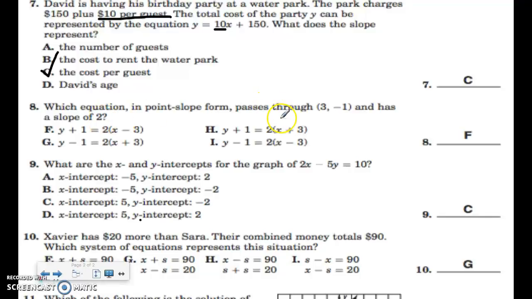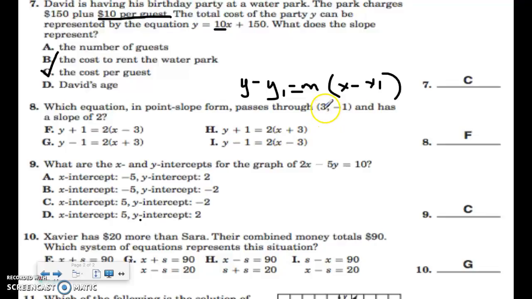Which equation in point slope form, number 8, passes through 3, negative 1, and has a slope of 2? Okay, so first of all, slope of 2. Point slope looks like this: y minus y1 equals m times parentheses x minus x1. I apologize for the inability to write well on here. It's not very conducive to good handwriting. At any rate, the slope is 2, which means all of these right now have a slope of positive 2, so they're all in the mix.